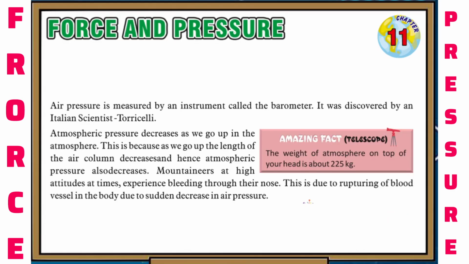Air pressure is measured by an instrument called the barometer. It was discovered by an Italian scientist, Torricelli. Atmospheric pressure decreases as we go up in the atmosphere. This is because as we go up, the length of the air column decreases, hence atmospheric pressure also decreases.